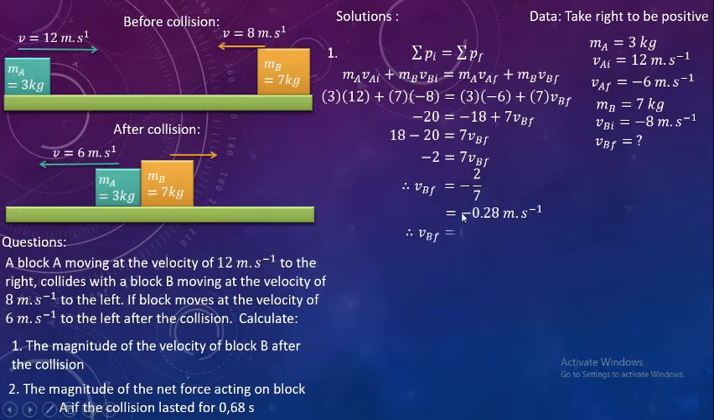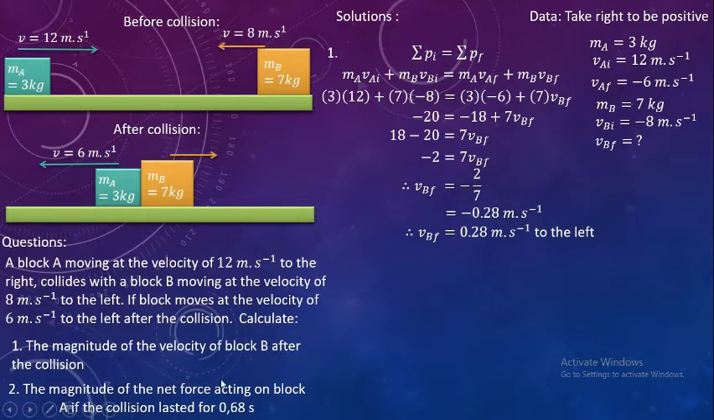Since we said positive is to the right, negative is going to be to the left. So the final velocity of block B is going to be 0.28 meters to the left, because velocity is a vector quantity. It must have the magnitude, which is the size, and the direction, which is to the left. So we've answered the first part of this question.